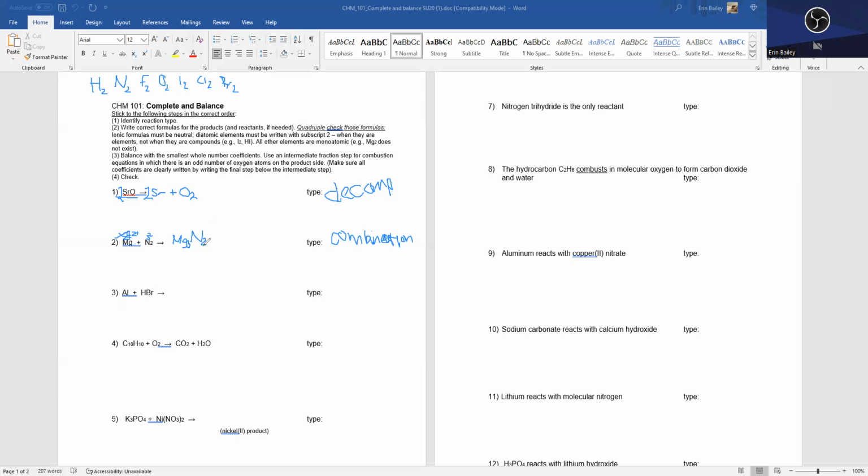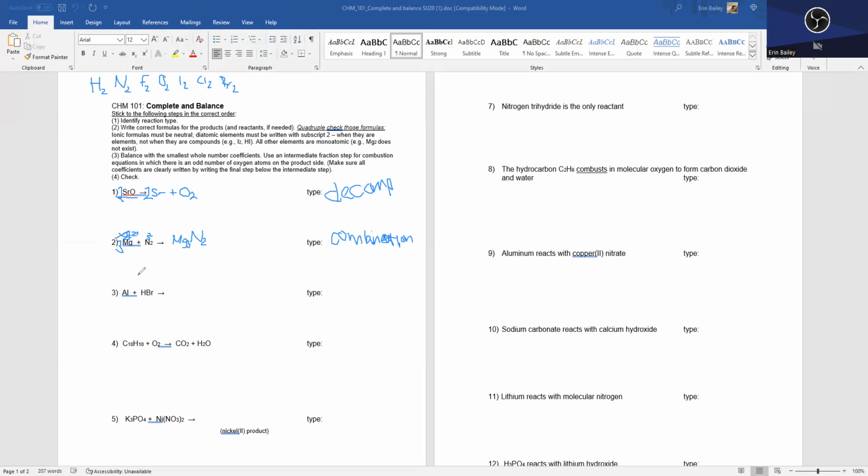But what that does on this side of the equation is, oh, well, I have 2 nitrogens on both sides, right? There's 2 nitrogens there and 2 nitrogens here, but there's 3 magnesiums here and only 1 over here. So what I have to do is just add a little 3 there, and we're good.